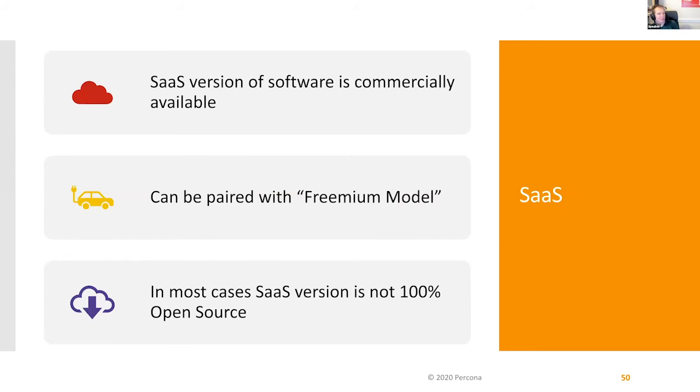The next model for open source is SaaS. You can say, hey, there is an open source software which exists out there, and there is a SaaS version of that software which is commercially available. A great example of that would be WordPress, where you can download and install WordPress as completely open source, or you can also get a SaaS deployment from WordPress.com. In this case, it is typically paired with a freemium model, where you can try things out for free in the cloud, and later on you become a paying customer.